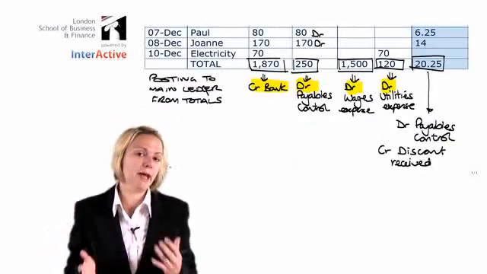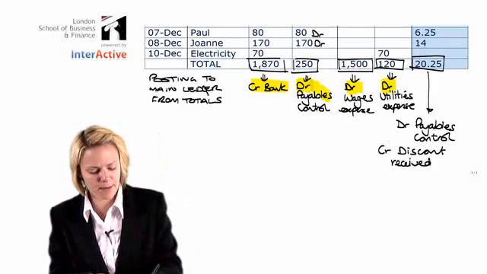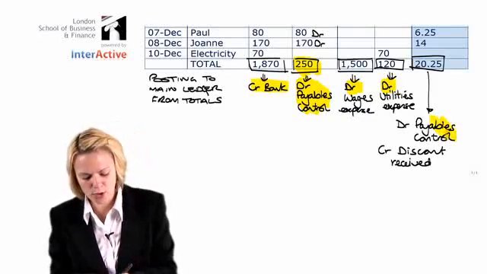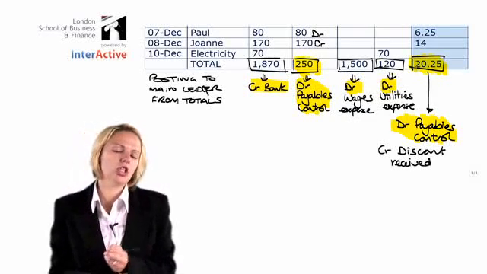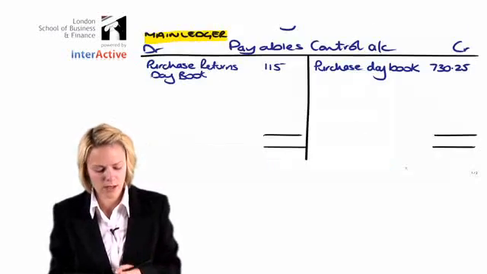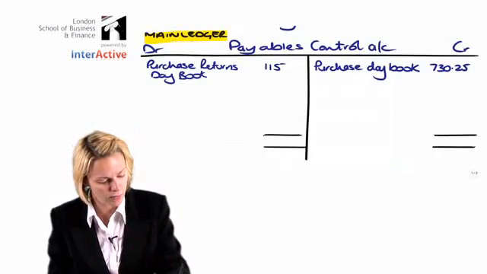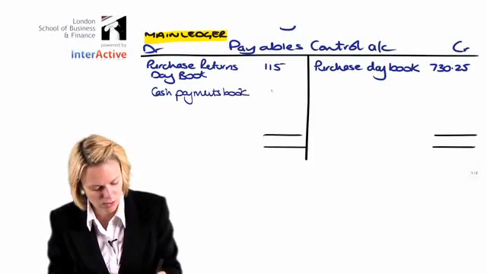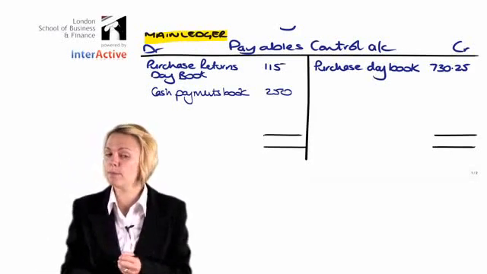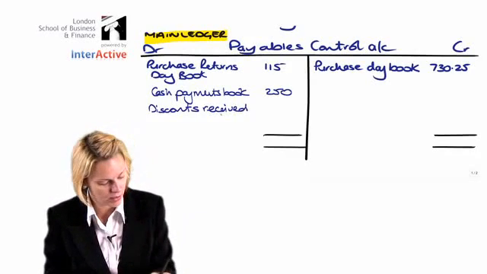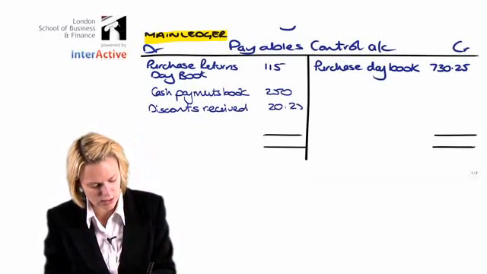So, from the cash payments book then, we said we were going to debit payables control with $250, what we paid to our suppliers. And we also said we were going to debit payables control with the total of the discounts we've received in the period as well. So let's do that. Payables control, from our cash payments book, we're going to debit $250, what we paid, but also we're going to have some discounts received, which we said we were going to debit, of $20.25.